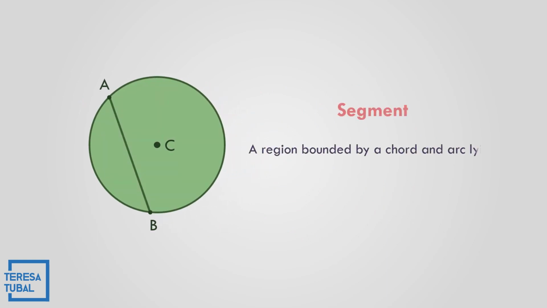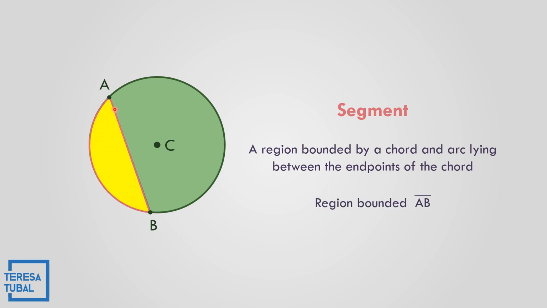How about the segment? A segment is a region bounded by a chord and an arc lying between the endpoints of the chord. So this one, that is segment AB, that is a chord, and the arc lying, so this is arc AB. A region bounded by a chord and an arc. So that is the region bounded. Ito yon yung may kulay. So that is segment AB.